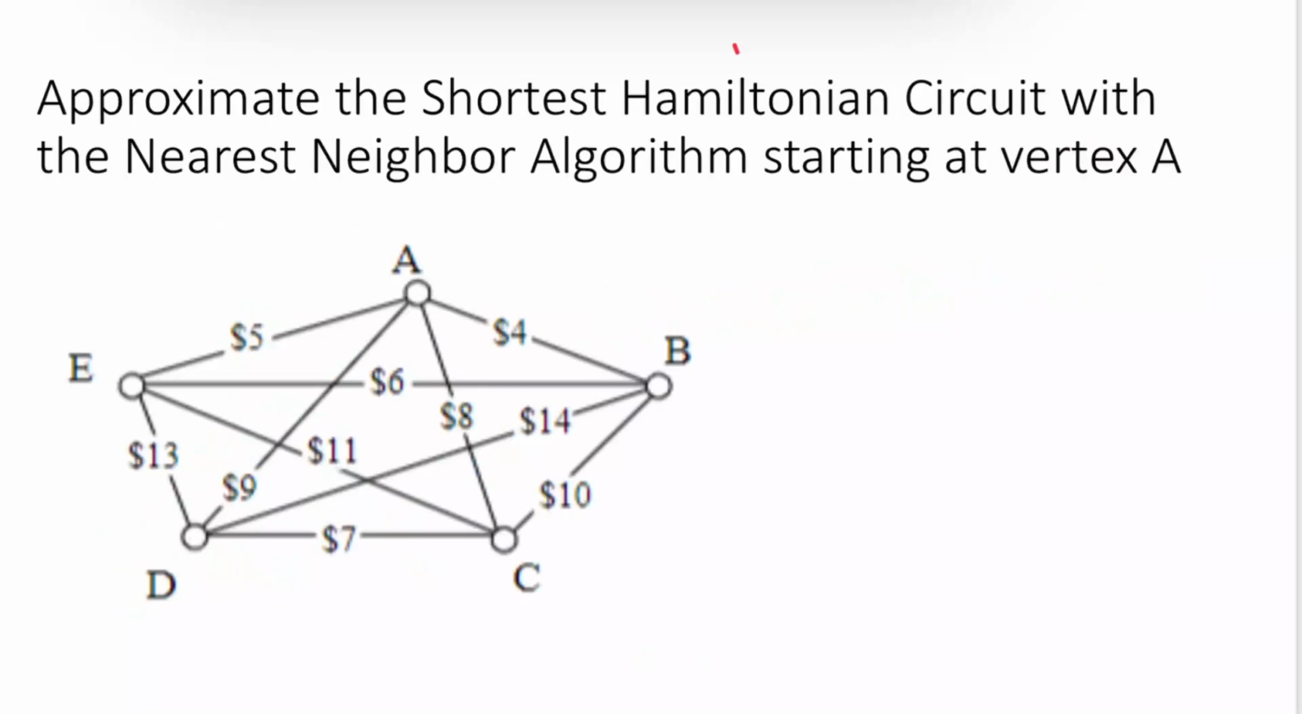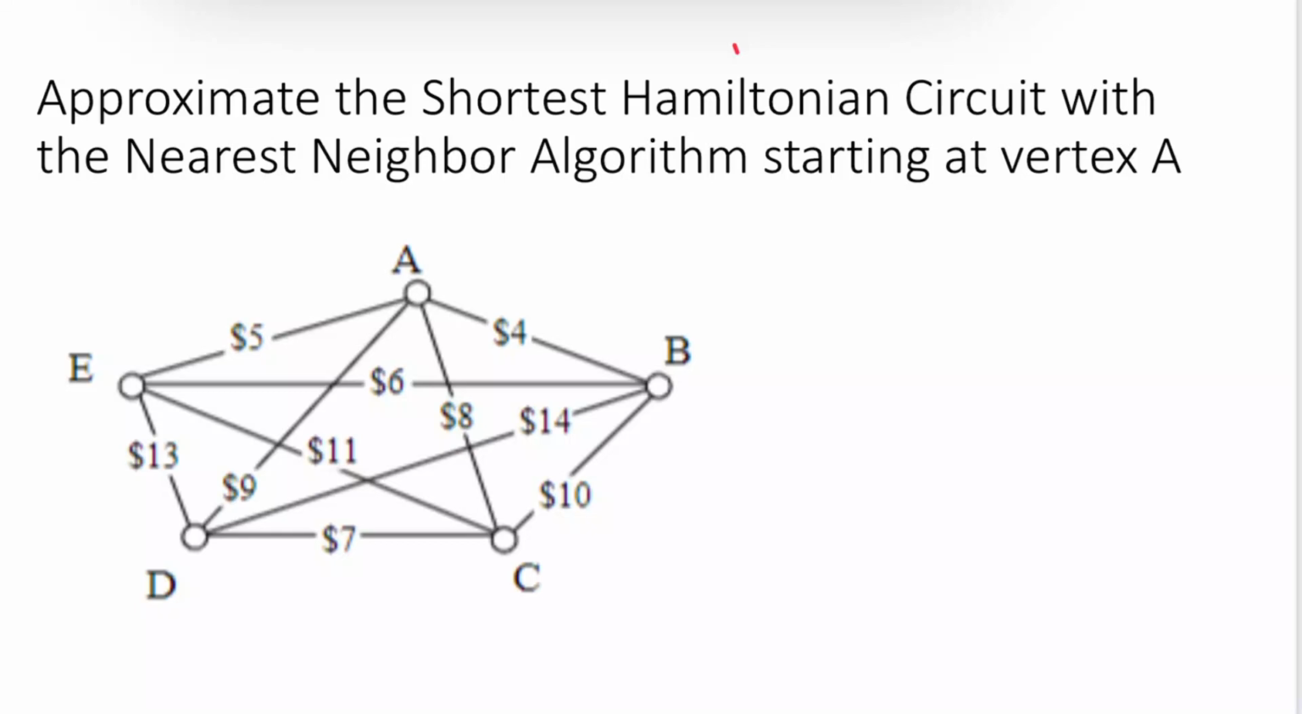So why don't you try as an example to approximate the shortest Hamiltonian circuit with the nearest neighbor algorithm starting at vertex A, because it does matter which vertex you start at. So pause this video, practice this method, and then restart the video to see what my answer was.